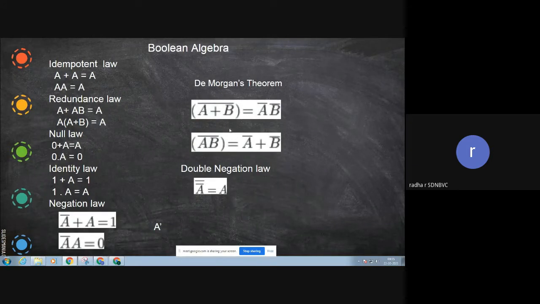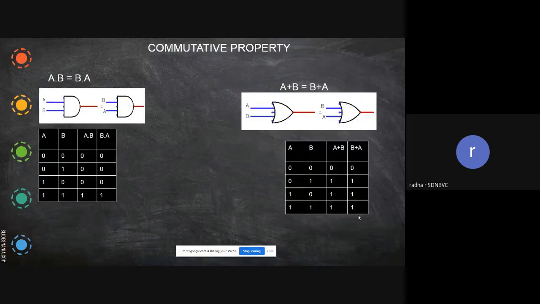Then De Morgan's law: A plus B the whole bar equals A bar dot B bar. And A dot B the whole bar equals A bar plus B bar. Then double negation: A double bar is equal to A itself. So this is what we have seen. The bar symbol is nothing but the complement of that number. And this can be represented like this also: A then quotation mark. So sometimes I might have written it like this.